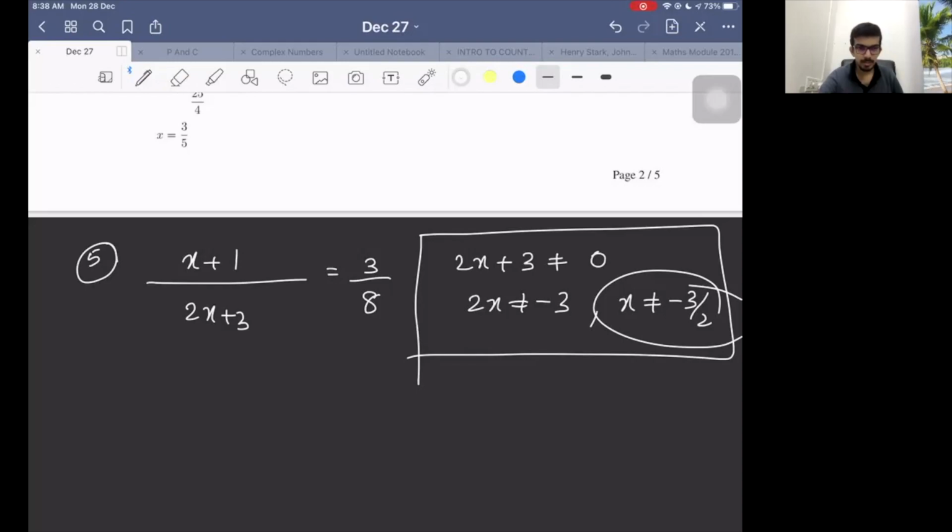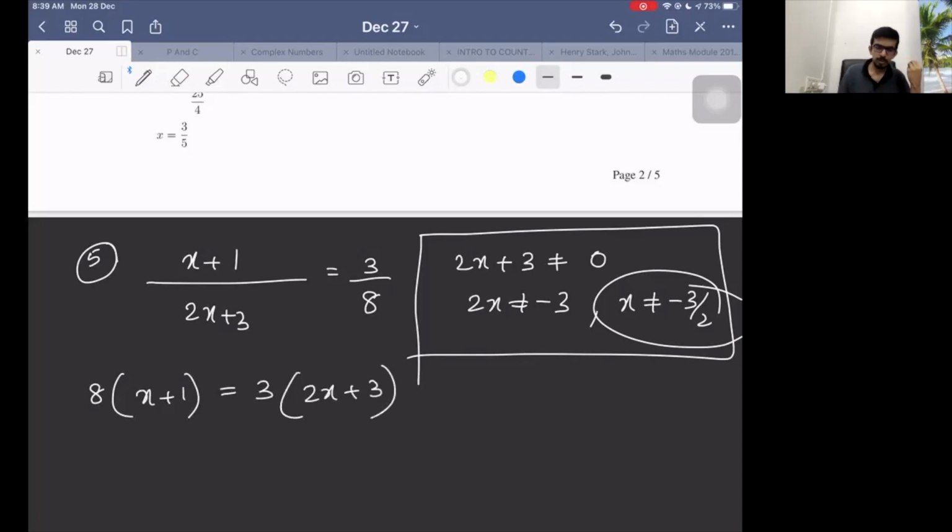Is this a linear equation? Anjali, think again. No, this is not a linear equation. But the thing is, this can be converted to a linear equation in one step. The step being, you just have to cross multiply, right? You just cross multiply. 8 times x plus 1 will be 3 times 2x plus 3. That's all. Now you do the regular thing.